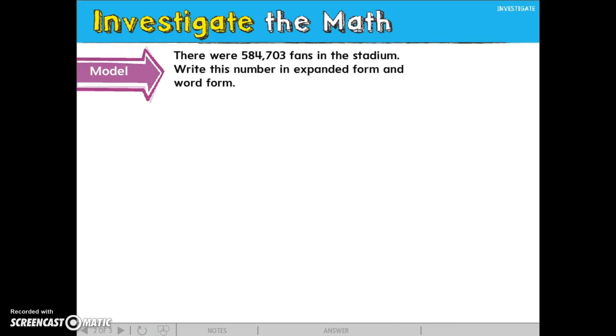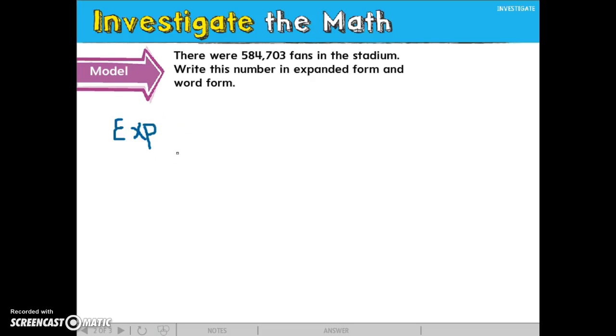There were 584,703 fans in the stadium. Write this number in expanded form and word form. I will help you out with this. Whenever you are writing it in expanded form, I'm just going to write EXP, so you know this is expanded.